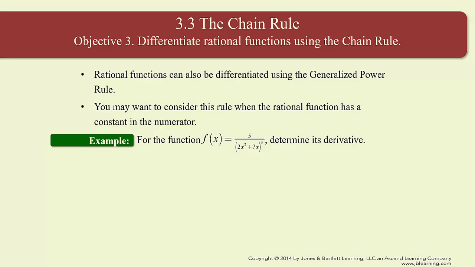So let's look at this example. Here the function is f of x equals 5 over the quantity 2x squared plus 7x cubed. We are going to determine the derivative. So please write this down. Going to head off to the chalkboard to do it, and I'm going to review an old rule of exponents from algebra that will help us rewrite this function and make the calculus much easier.